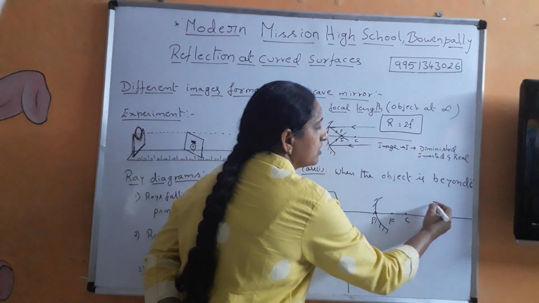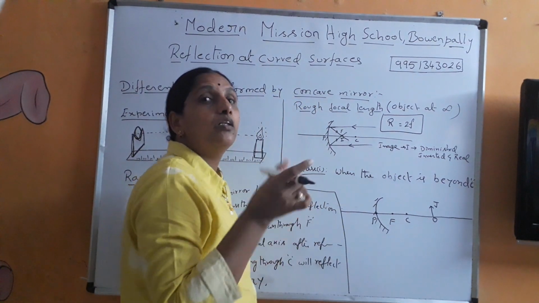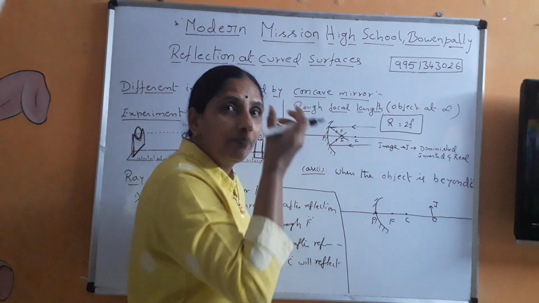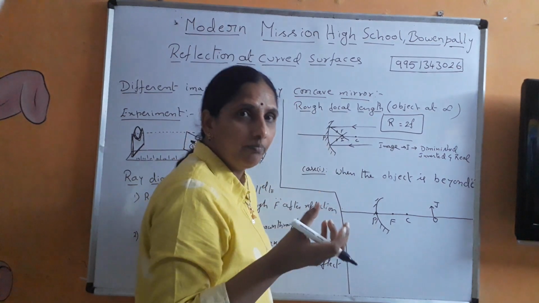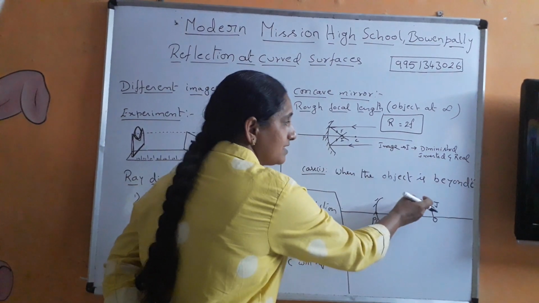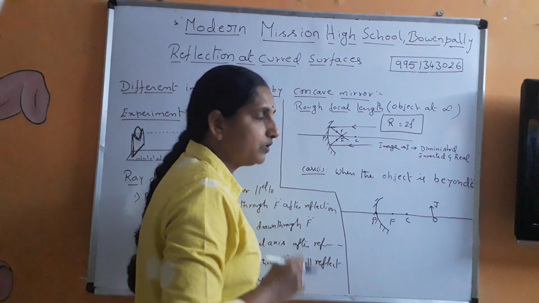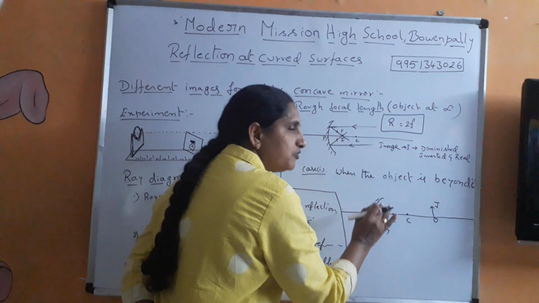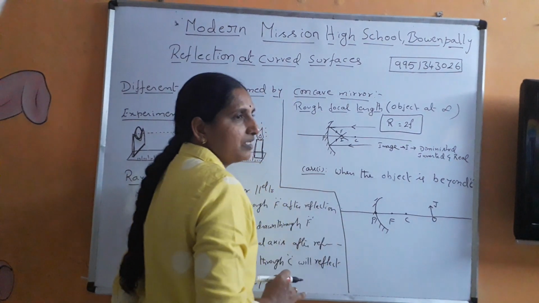Illuminated object. Which kind of object? Illuminated object. That means it should be bright. The object should be bright. Then only you can easily do the experiment. Okay, so therefore it is an illuminated object. Now we have to draw the ray diagram.